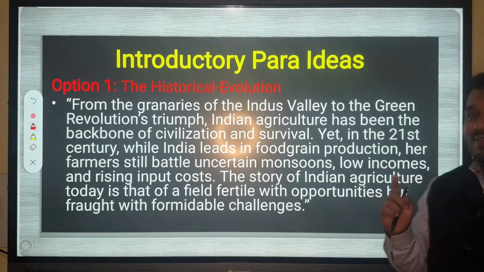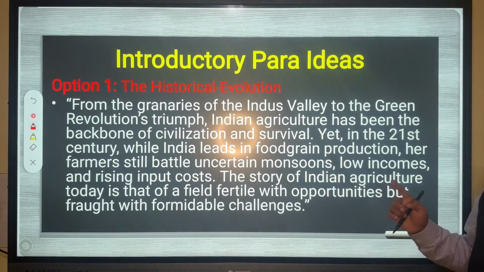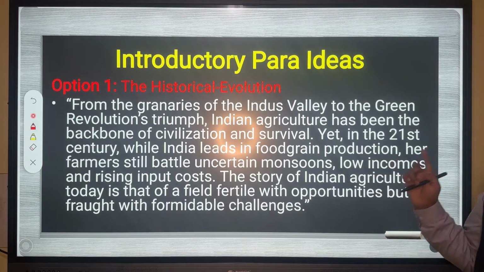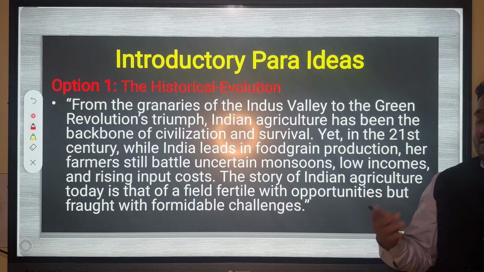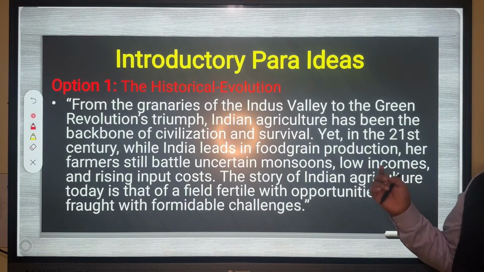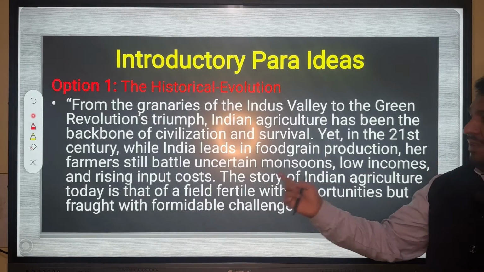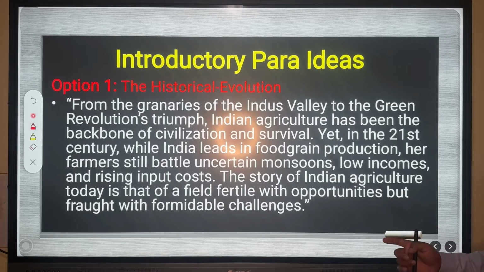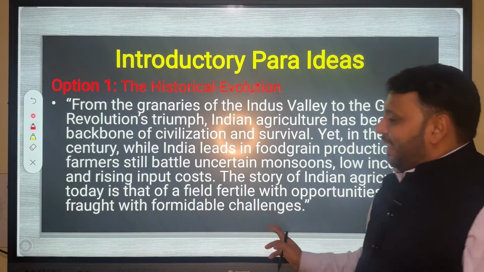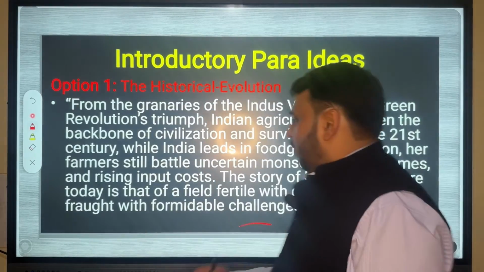Yet in the 21st century, while India leads in food grain production, her farmers still battle uncertain monsoons, low incomes, and rising input costs. The story of Indian agriculture today is that of a field fertile with opportunities but fraught with formidable challenges. Okay, so this can be one of the starts.